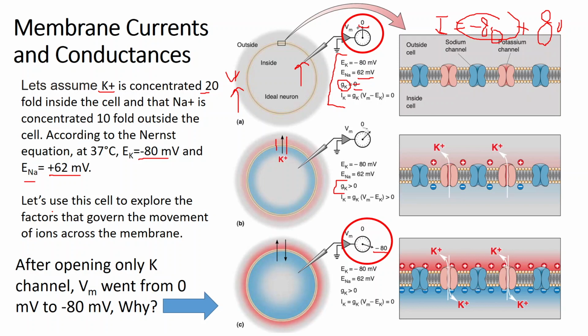So ions will move as long as there is conductance as well as an ionic driving force. This is the bottom line. Is this all clear?